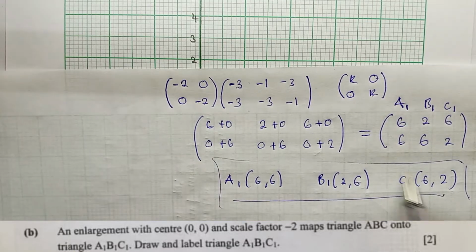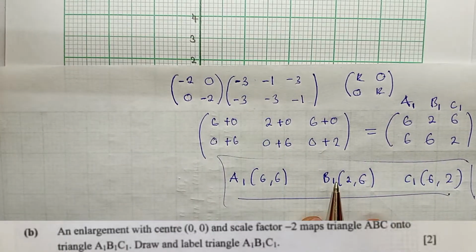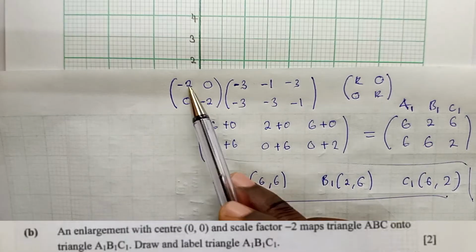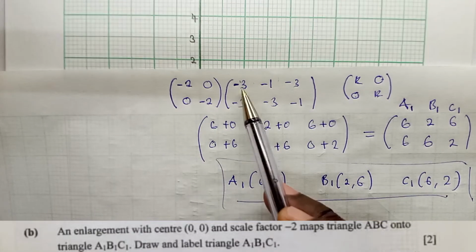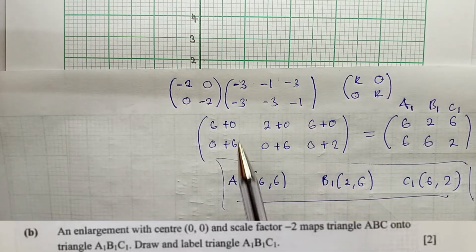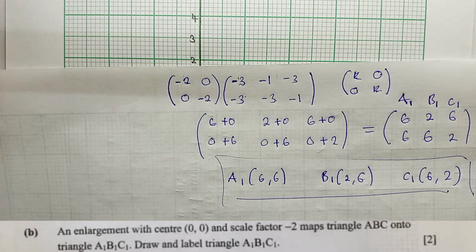If you don't want to do all these steps, the other method that you can use is to just get the coordinates and start multiplying everything by 2. Actually, negative 2. We use the scale factor, the negative 2. So let me repeat this.